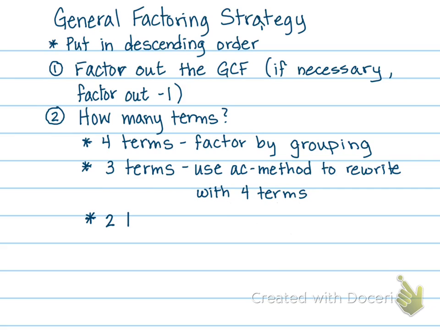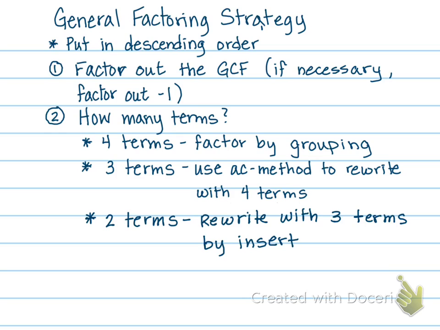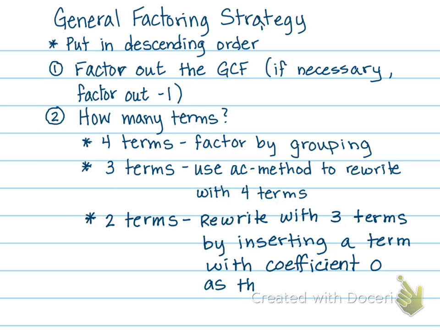So if we have 2 terms in the polynomial, we are going to rewrite with 3 terms by inserting a term with coefficient zero as the middle term.